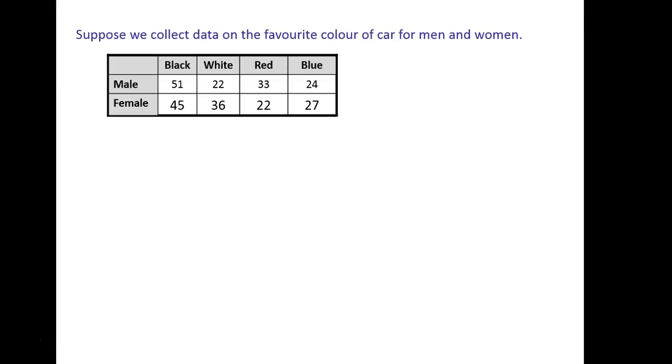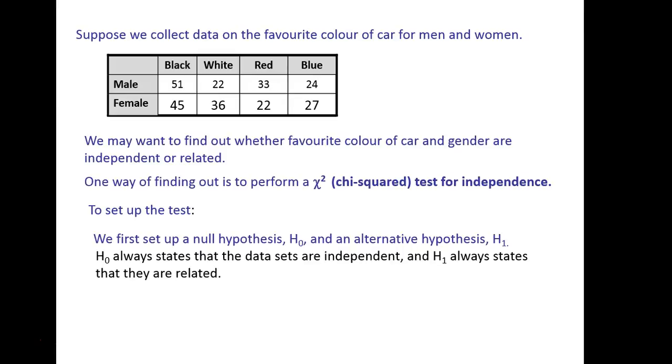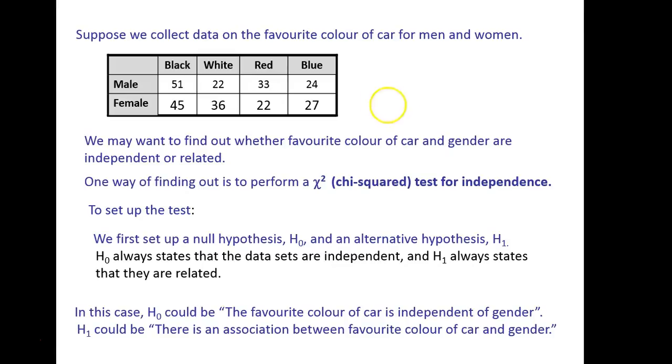So step 1 is to always state the null hypothesis. A proper null hypothesis for this must relate the items that are being tested. So we need to relate gender to color of car, and we need to use the word independent. So a proper null hypothesis would be something like this statement right here: color of car is independent of gender.